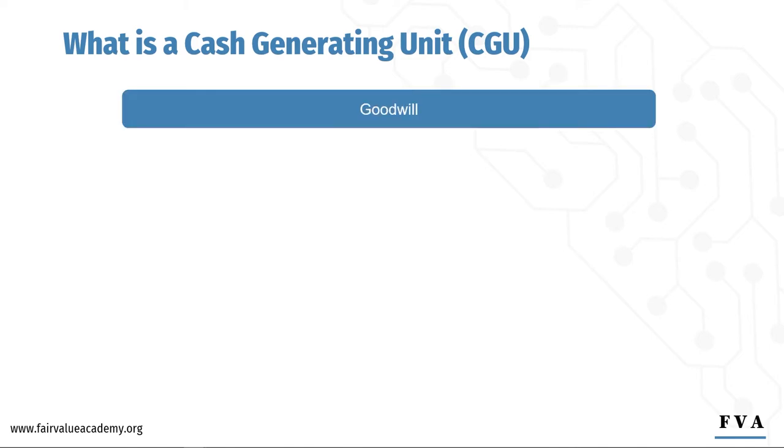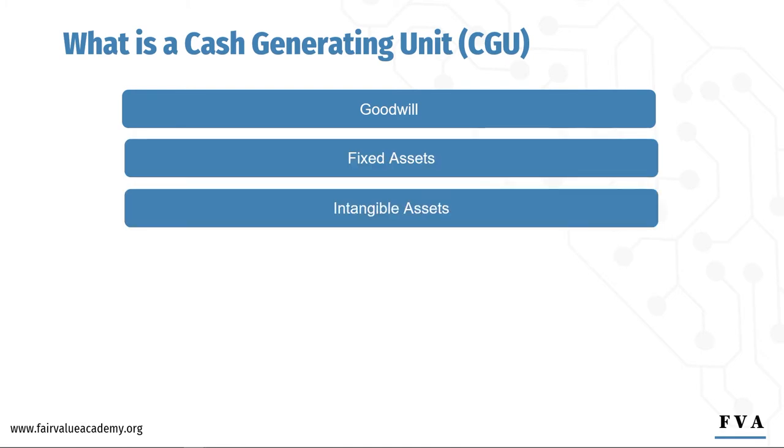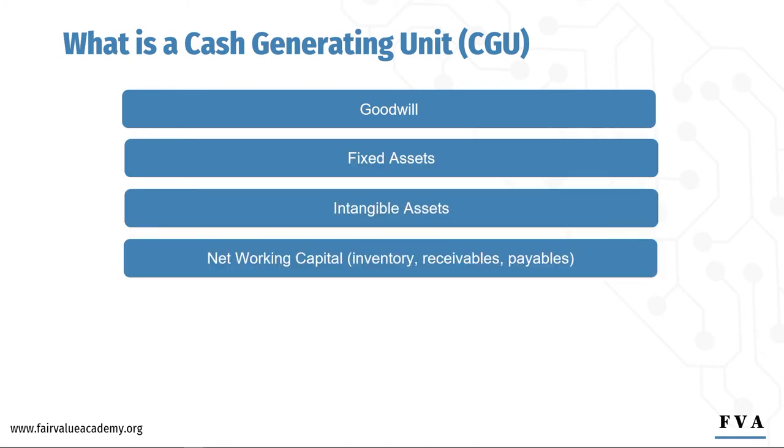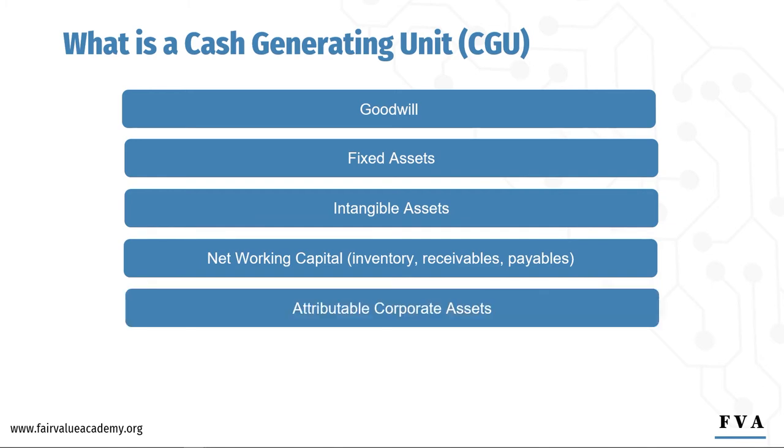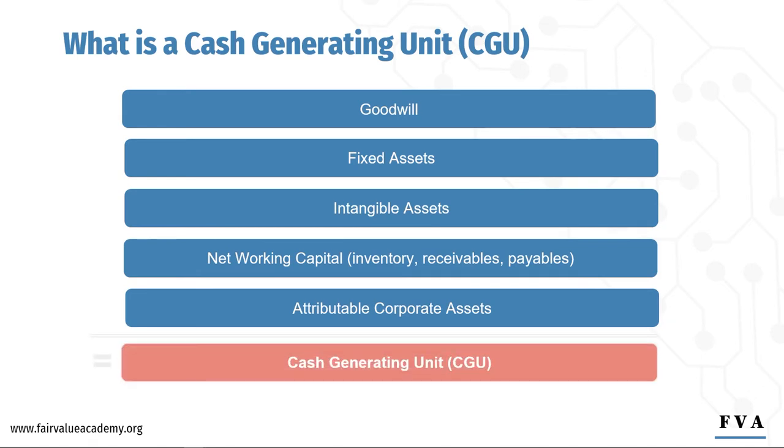Similarly, goodwill on its own cannot generate cash flows. And as you know, we need cash flows to calculate the recoverable amount, particularly to calculate VIU. Therefore, we combine goodwill with other assets such as fixed assets, intangible assets, net working capital, so your inventories, receivables, and payables, and sometimes corporate assets such as the head office. And all of this combined together form a CGU, which as per its definition is a group of assets that generate cash inflows. And then we can test for goodwill impairment.